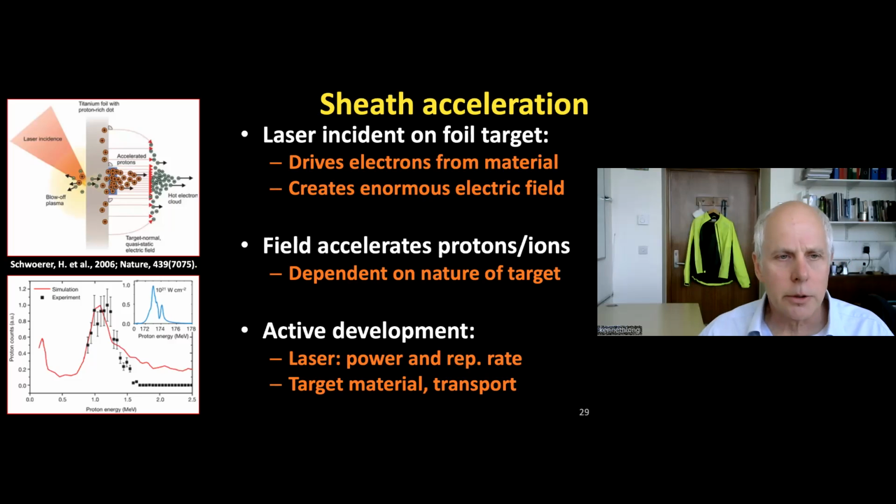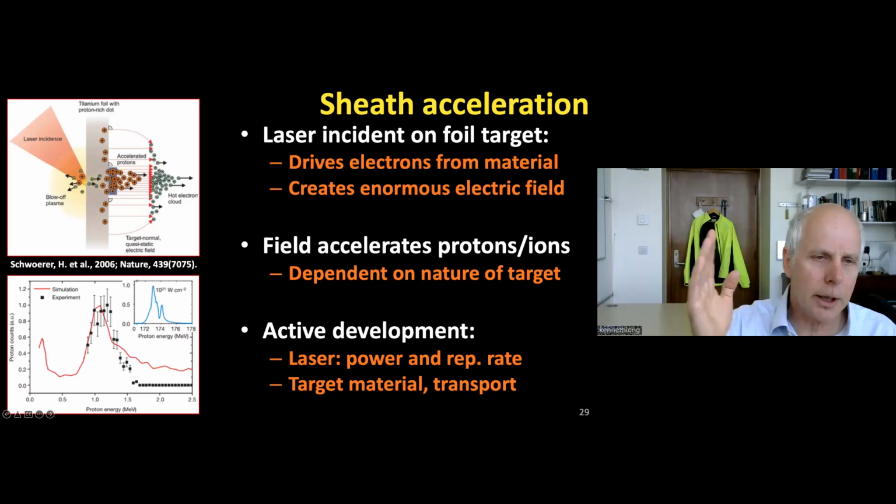The production of the ions happens through a process that's called target normal sheath acceleration. What we plan to do is to shoot the laser at 45 degrees onto a thin foil. In a light beam, the electric fields are perpendicular to the direction of motion. So with the laser impinging at 45 degrees on the surface, we have an electric field which is oscillating into and out of the plane of the foil. That causes the electrons to accelerate in or out of the foil.